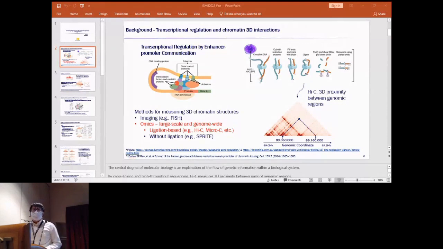However, although Hi-C has helped us uncover the hierarchical structures of chromatin organization, it is still rarely utilized in analyzing transcription regulation. The reasons are quite intuitive.